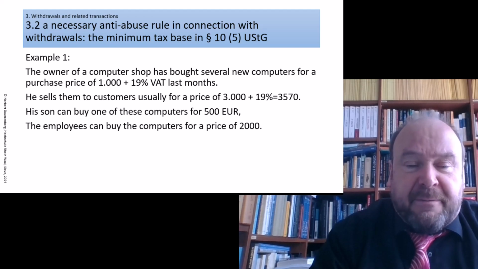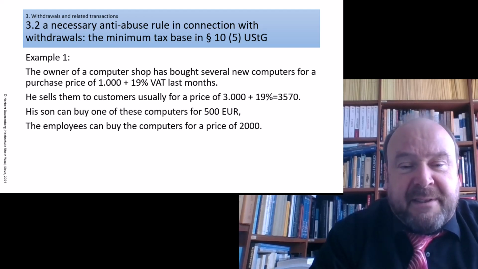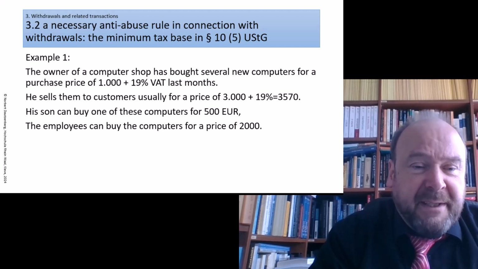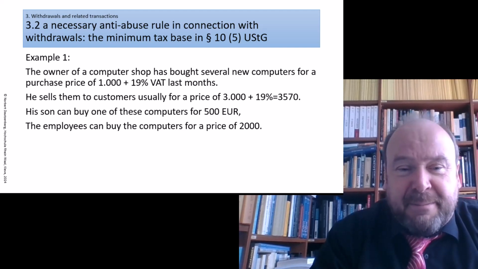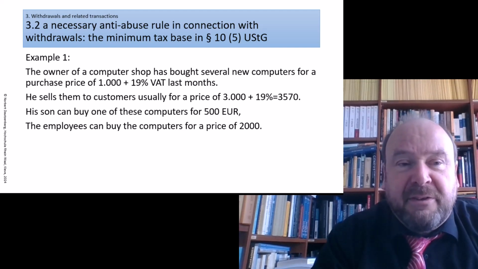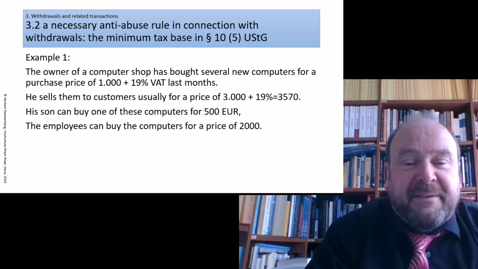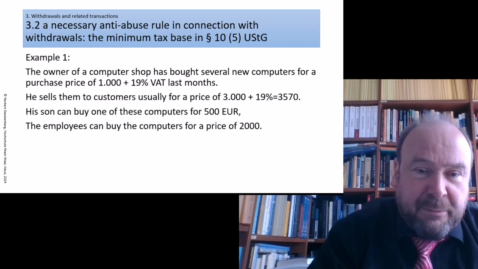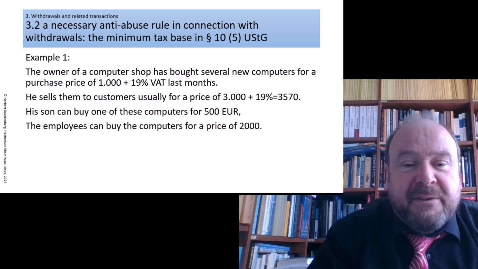Well, 500 would be the gross price for the deal with the son. So the net price is lower. We would have to compare with the minimum tax base. If we can assume that the repurchase price is still the same as before, then that would be 1,000, so 190 euro VAT would be due. The employees buy the computer for a price of 2,000. That is a net price which is a bit lower, so probably 1,680 or so approximately.